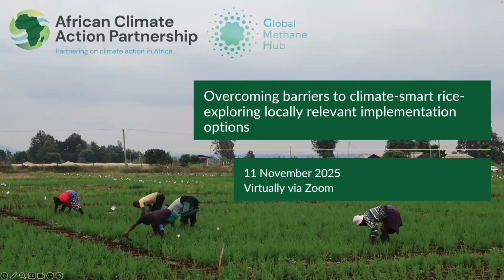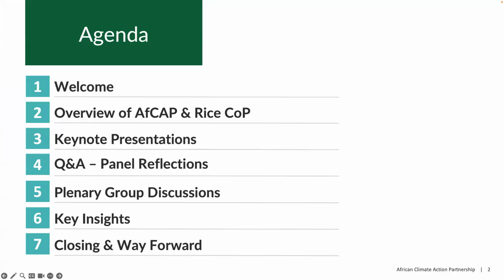Just to give some background, this webinar draws on insights from a working paper on climate smart rice practices that were developed by the AfCAP RISE Community Core Group, as well as recent discussions within the RISE community of practice on how we can translate global practices into locally viable solutions. The central questions for us were how can countries identify relevant practices, and what options exist for those that cannot adopt any standard practices. So that's what the webinar will be about today.